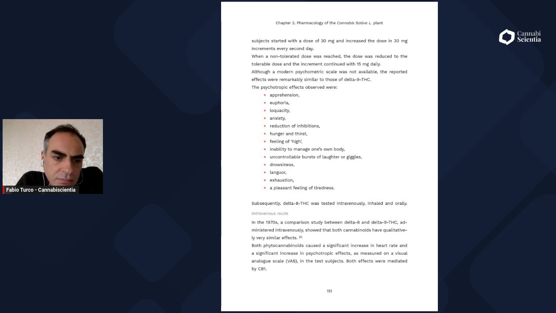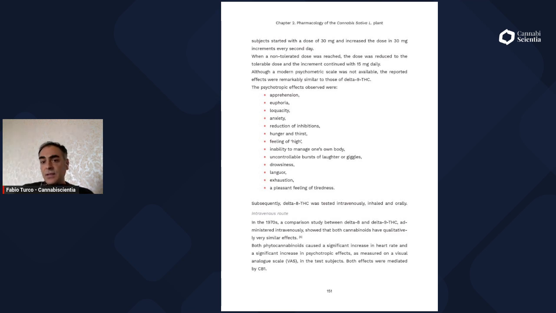The psychotropic effects, but also the therapeutic effects observed, were apprehension, euphoria, loquacity, anxiety, reduction of inhibitions, hunger and thirst, feeling of ache, inability to manage one's own body, uncontrollable bursts of laughter or giggles, drowsiness, languor, exhaustion, and a pleasant feeling of tiredness. So these are the first effects observed following Δ-8-THC administration in healthy volunteers. It was done in the 40s by Dr. Roger Adams, and as we can see, the effects are quite similar, or totally similar, to those exerted by Δ-9-THC.